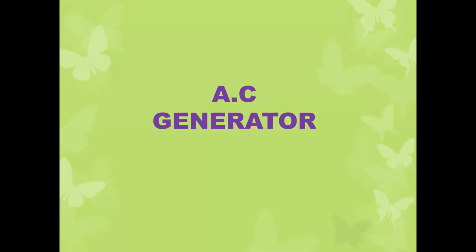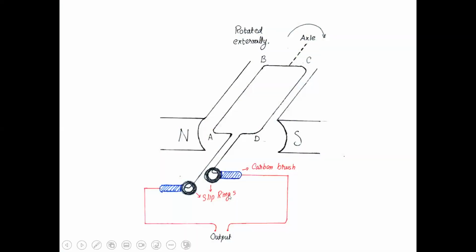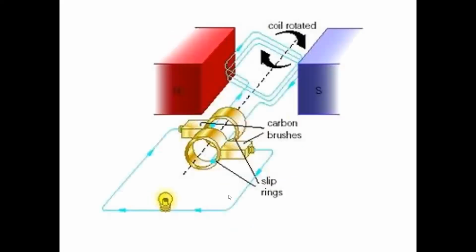Now, this is the outlook of the structure of an AC generator. Remember, generator is there to generate electricity. It is the reverse working of a motor. We have used slip rings in the structure. This is the shape of the structure. There is a coil, slip ring, carbon brushes, and a magnet.